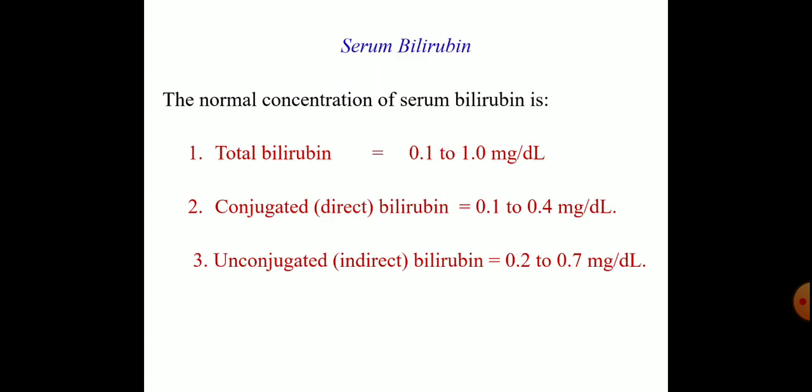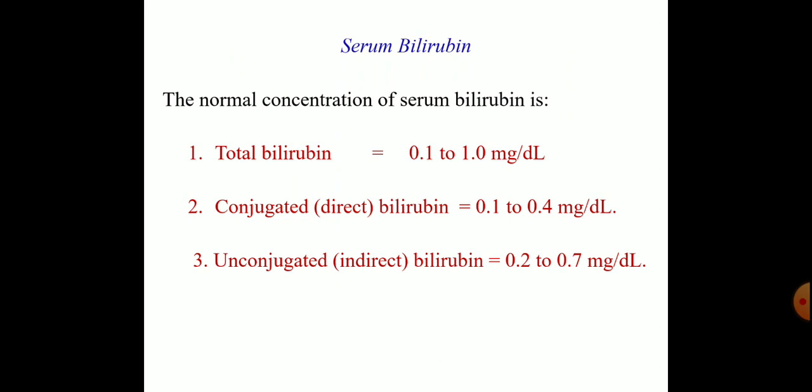So, disorders of bilirubin metabolism. The normal concentration of serum bilirubin: the total bilirubin level should be less than 1 milligram per deciliter, or in the range of 0.1 to 1 milligram per deciliter. Conjugated bilirubin level should be in the range of 0.1 to 0.4 milligrams per deciliter. Unconjugated bilirubin level should be in the range of 0.2 to 0.7 milligrams per deciliter.